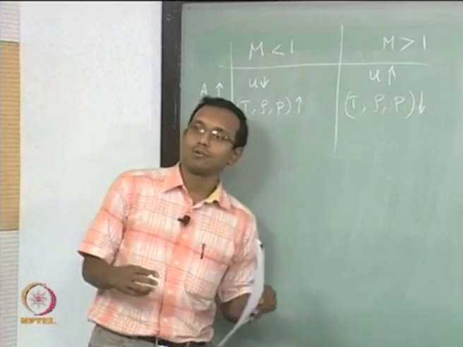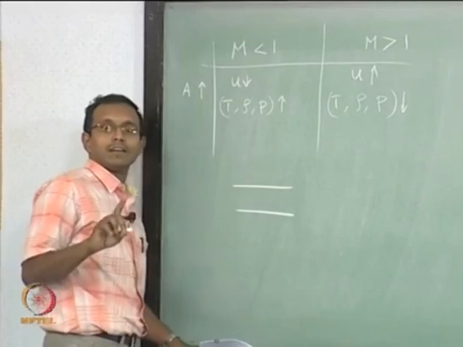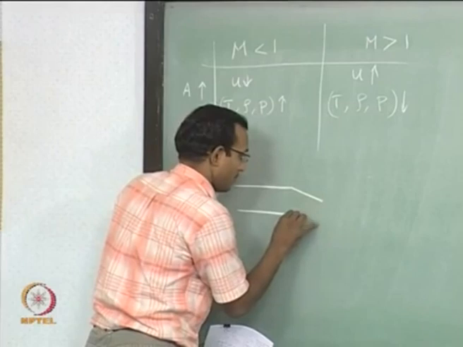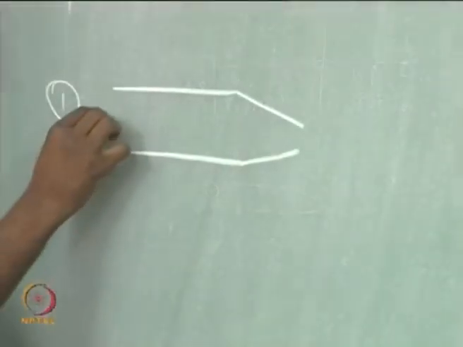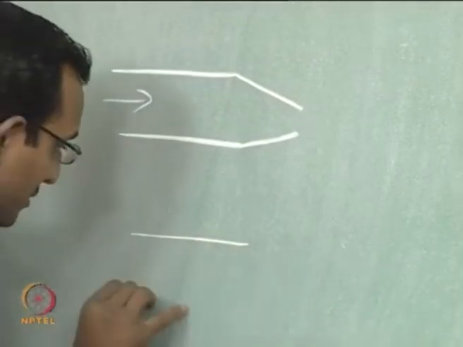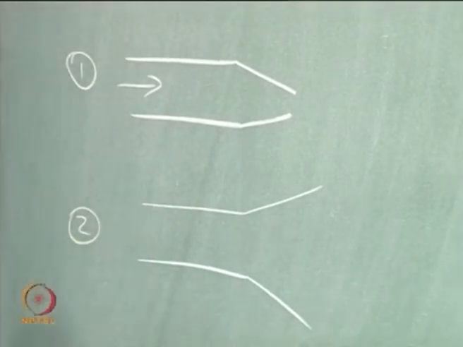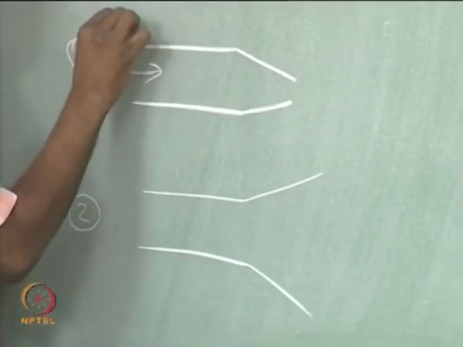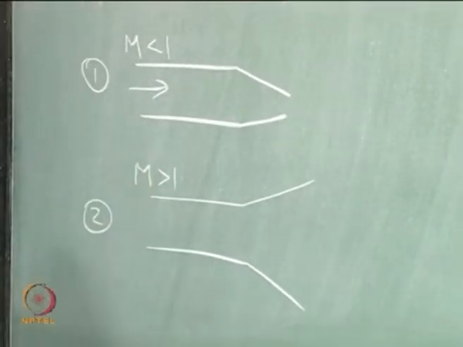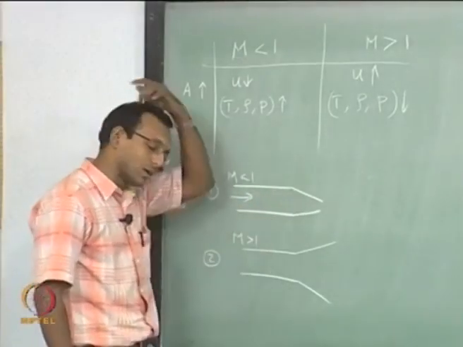So if I have a flow, that is let us say I have a flow through a duct, and then I am going to have two cases. In case 1, I am going to decrease the area, flow is going through this duct, so I am decreasing the area, and the other case I am increasing the area, case 2. And let us say here this is M less than 1, M greater than 1. What will happen in each of these cases to velocity?